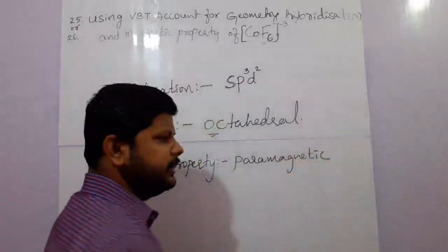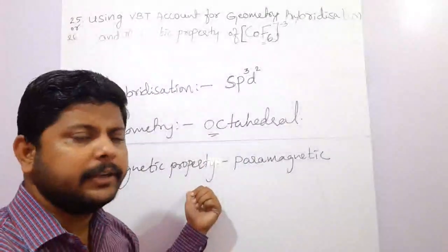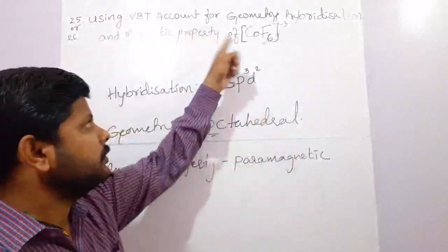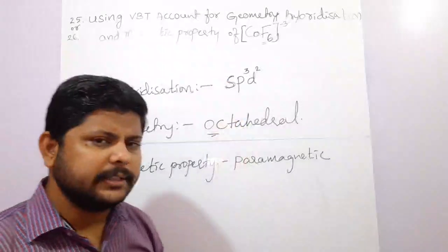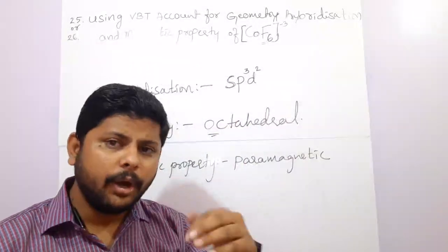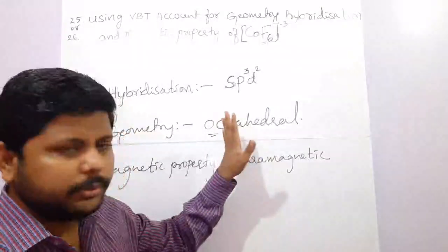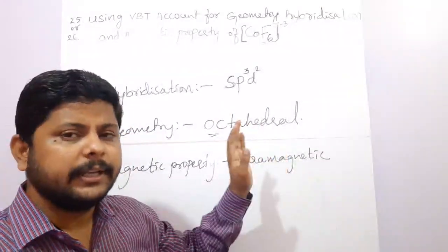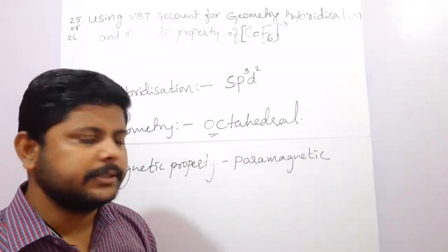So these 3 points you have to write in the examination: geometry, hybridization and magnetic property. If the same question comes in the examination and you write these three, you may get 3 marks, or at least 2.5 marks. So only remember these 3 points. It is very easy to write this part in the examination.